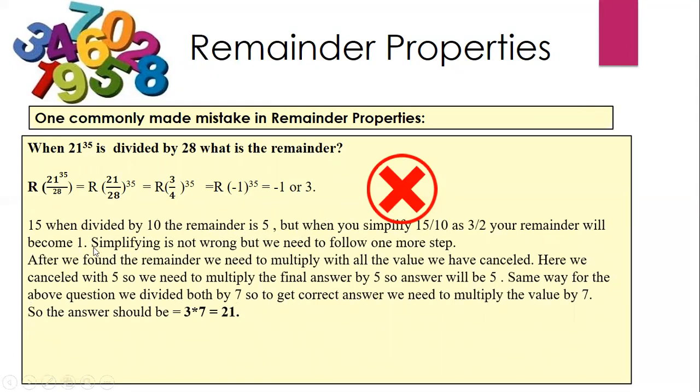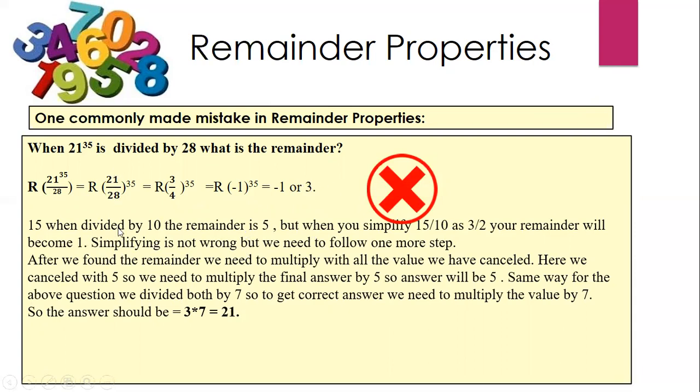No. Right? So simplifying is not wrong, but whatever values we are cancelling, finally we need to multiply that value with the final result. For example, here we have divided the number by 5, so I need to multiply the final answer 1 by 5 in order to get the correct answer. Okay.